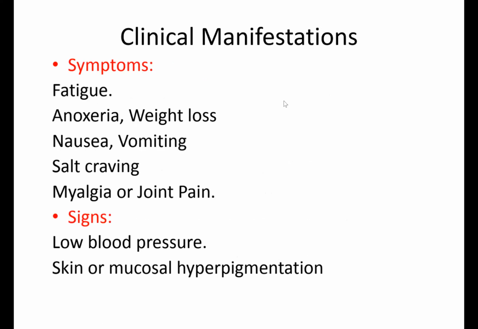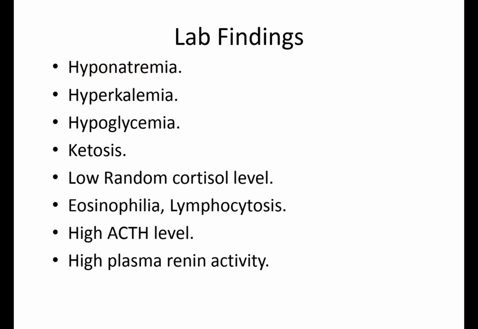Now, again, the manifestations in this older age group are fatigue, anorexia, weight loss, nausea, vomiting. There can be generalized myalgia, so joint pains, non-specific symptoms. And along with that, there can be low blood pressure as well as hyperpigmentation in the mucosa or the skin in particular areas. And lab findings in such a case will usually be hyponatremia, hyperkalemia, hypoglycemia, ketosis, acidosis, low cortisol levels, some amount of lymphocytosis, high ACTH level, and high plasma renin activity due to low aldosterone levels.